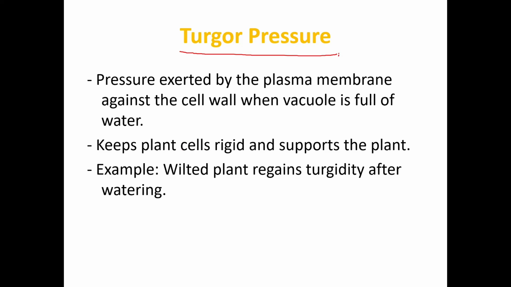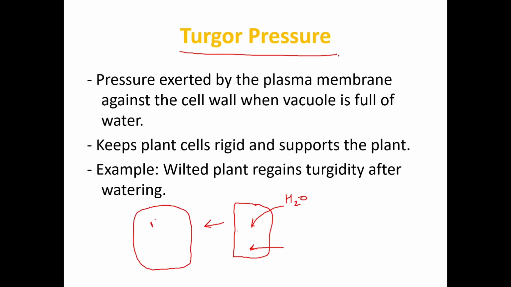So when water fills plant cells, this is a plant cell and the water fills in the plant cell. This pushes the cell. If water is continuously filling inside the cell, it pushes the cell wall to keep the plant firm. Swelling, applying pressure. So water molecules apply pressure on the cell wall of the plant, and this pressure is nothing but turgor pressure. Pressure exerted by the plasma membrane against the cell wall when the vacuole is full of water.